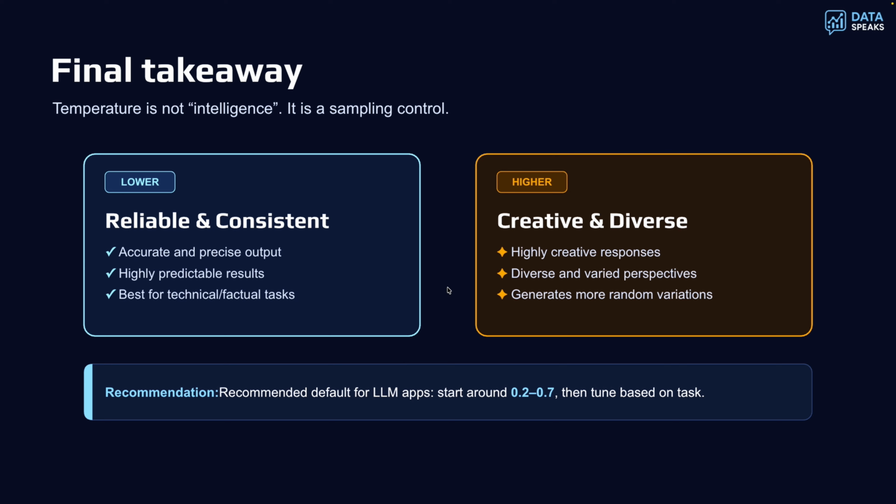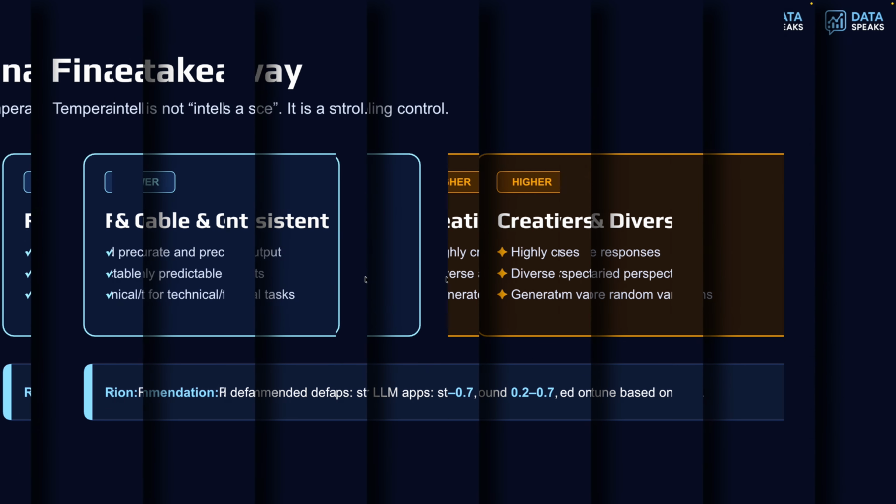Now, your question can be, what exactly should I start with if I do not know what the best value for the temperature should be? Maybe you begin with 0.2 to 0.7 and see how you are getting responses from the chatbot, and you can tune or change those parameters based on what task you are trying to solve.